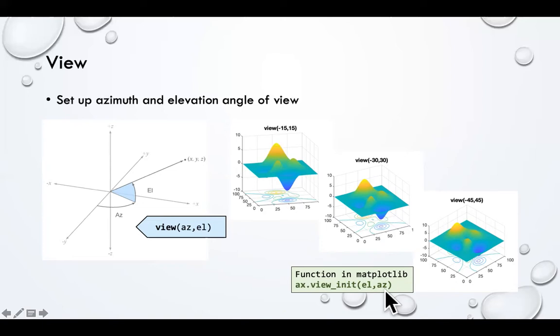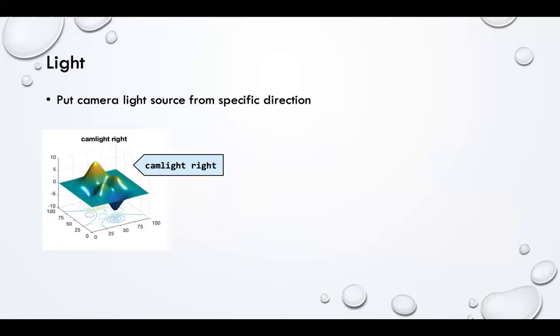Another thing you can change to make your plots look a little bit better is to put a light on it. Here in Matlab, the default is the camera light. You can change the light. You can just type light and the direction. However, there's also a camera light.